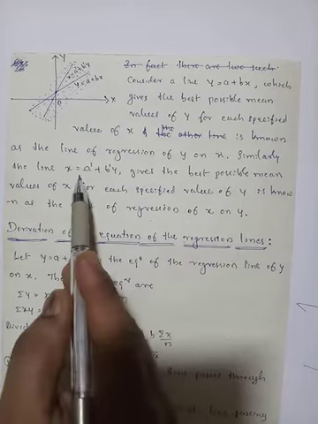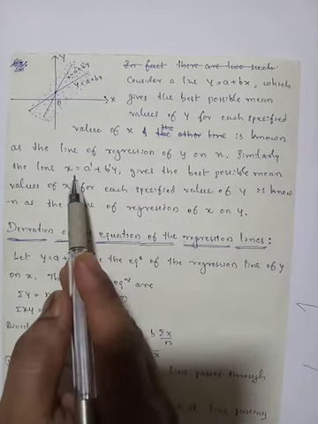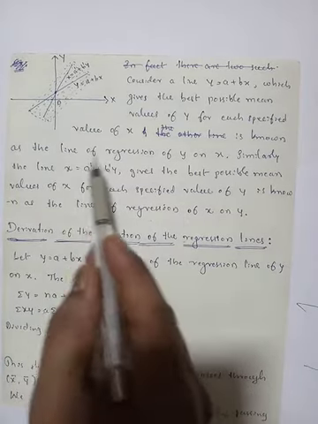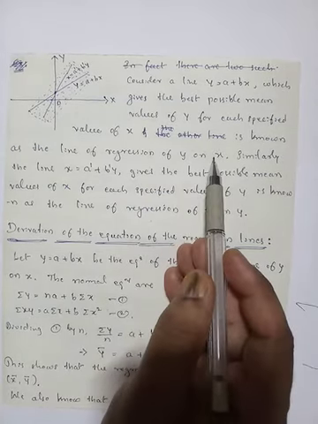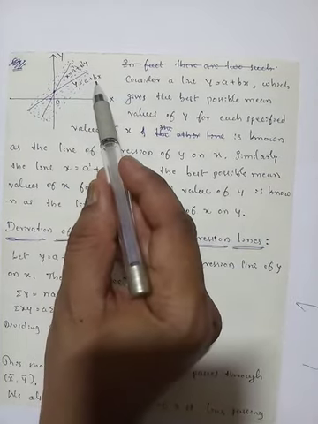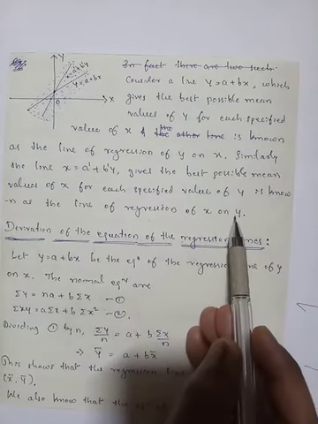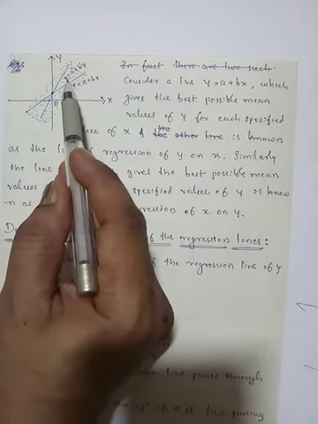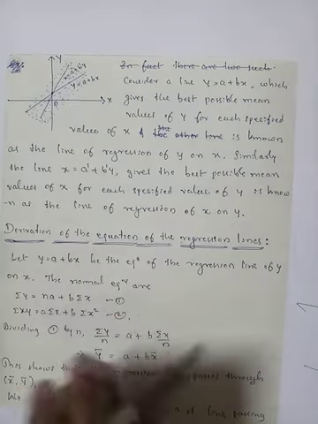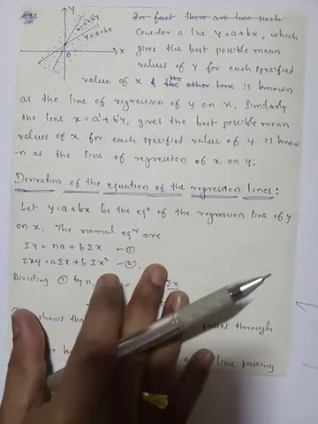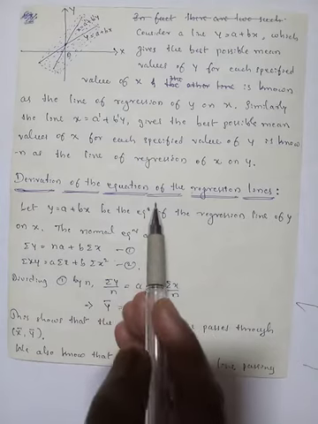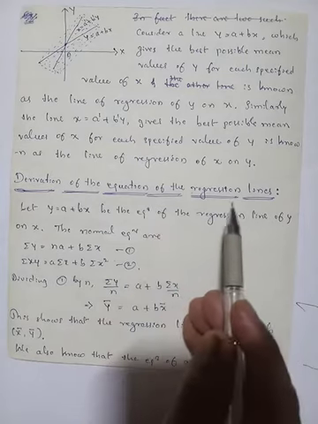So this point you remember, because in the problem the question will be asked as find the line of regression of y on x, means you have to get y equal to a plus bx. If the problem is find the regression line of x on y, then you have to get this equation. Okay, now here is the formula to find lines of regression.